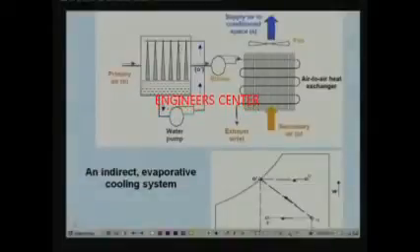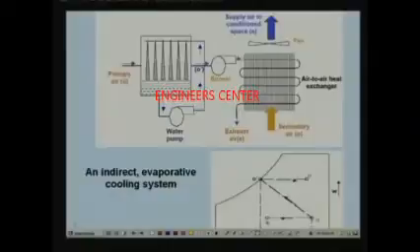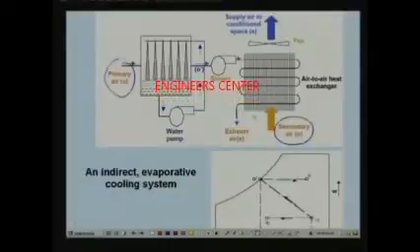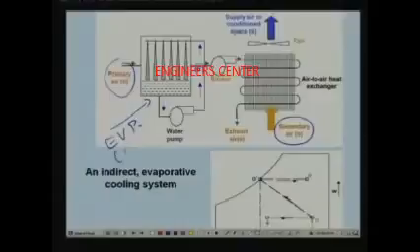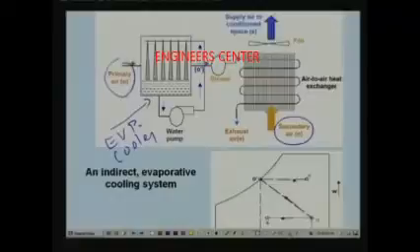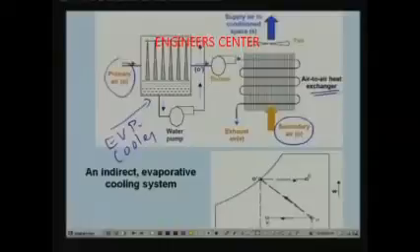Okay, so as I said, here you have two air streams, one is primary air, the other one is secondary air. First, the primary air is cooled and humidified in this evaporative cooler. As the primary air flows through this evaporative cooler, it gets cooled and humidified. Now this cooled and humidified air is blown through an air to air heat exchanger.